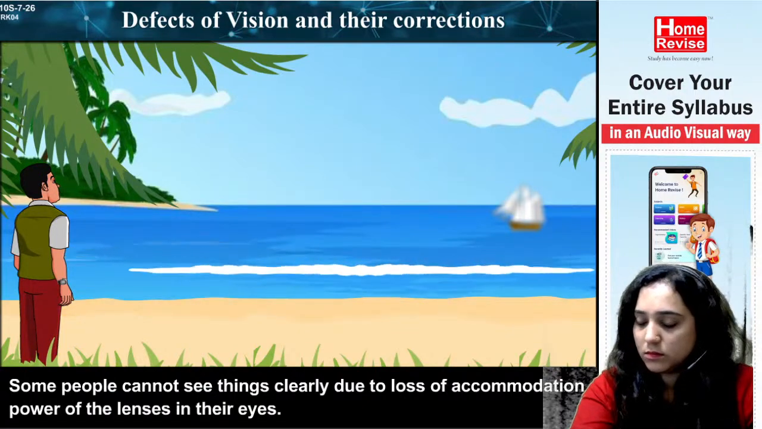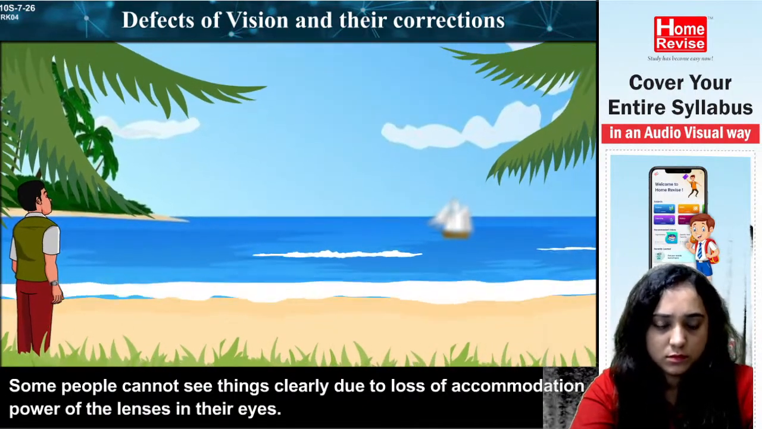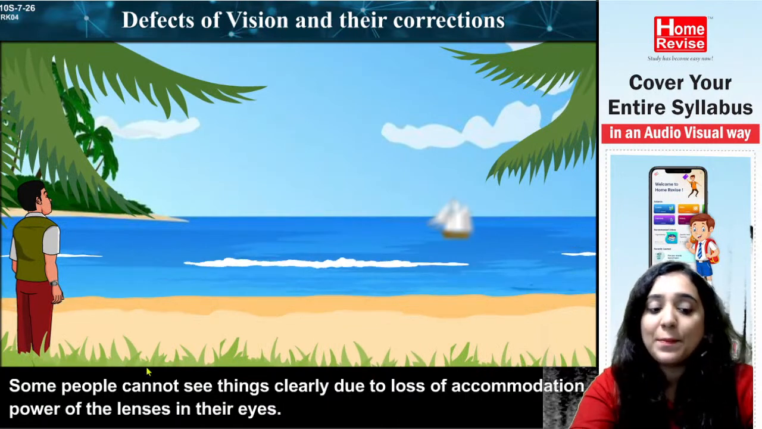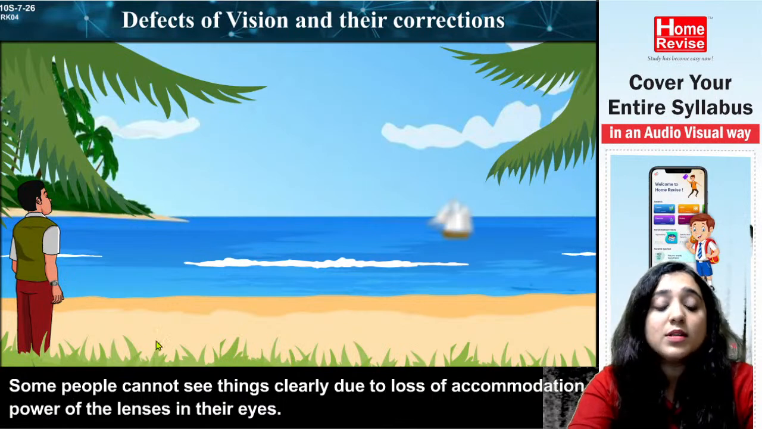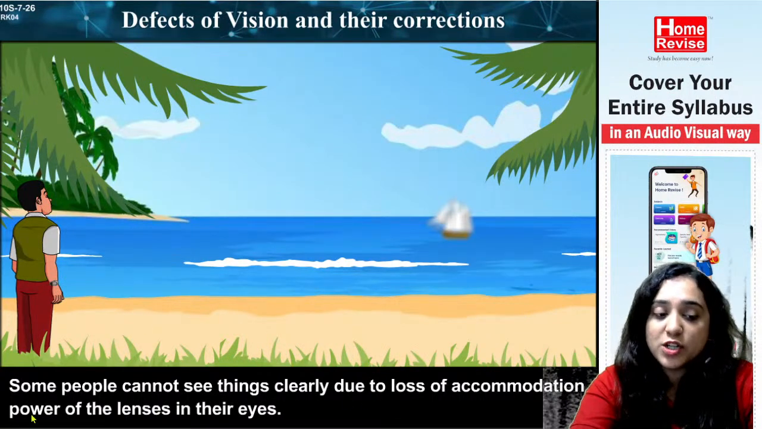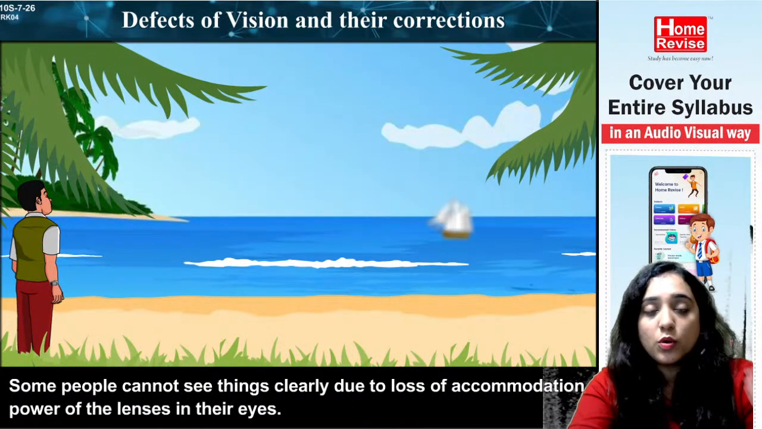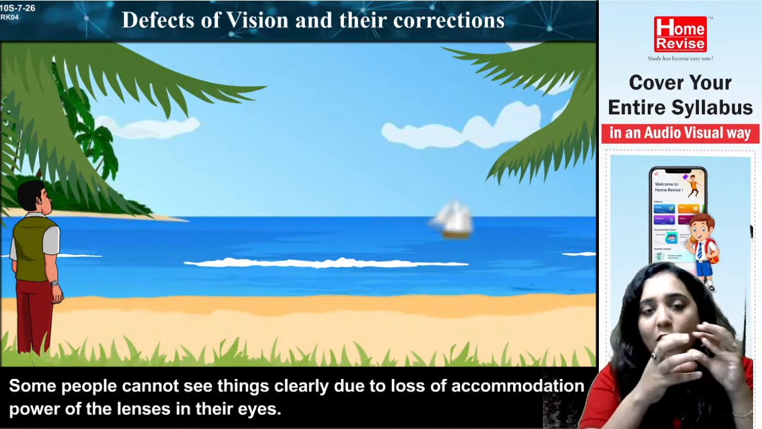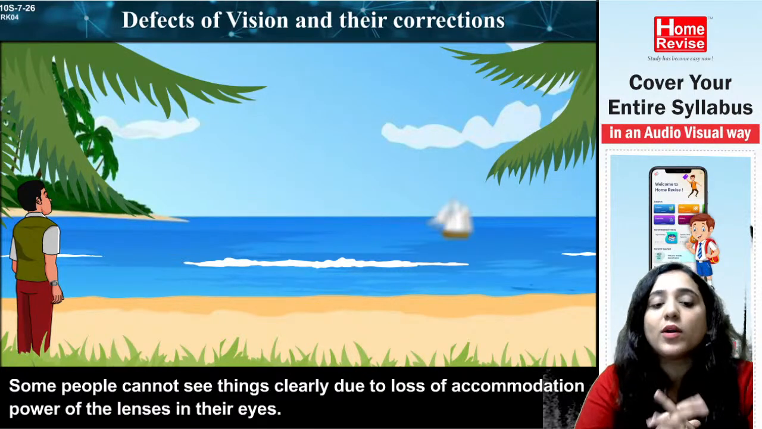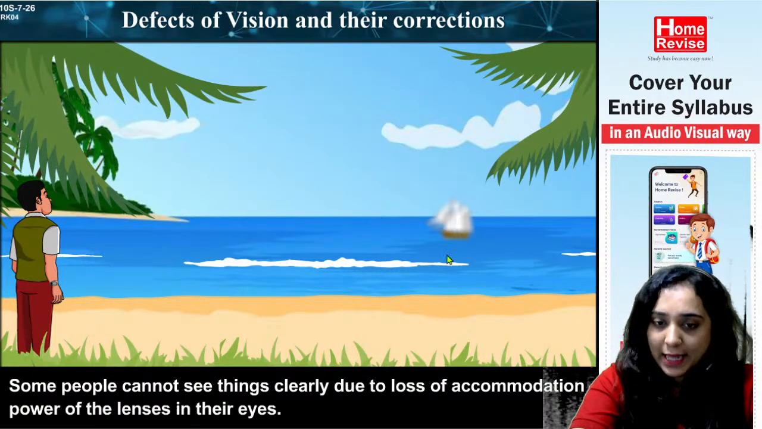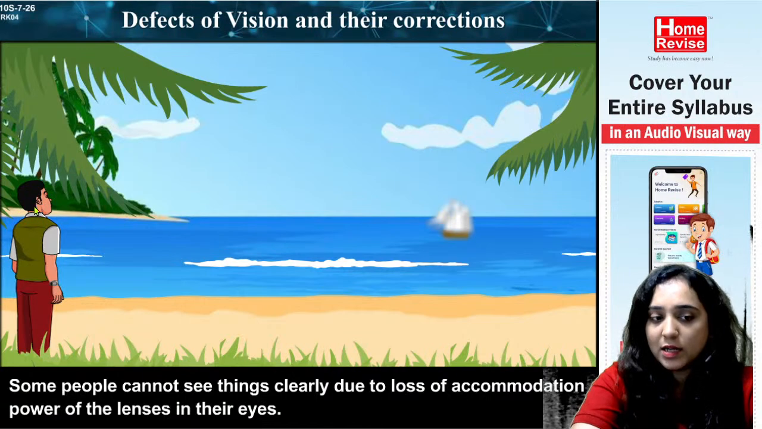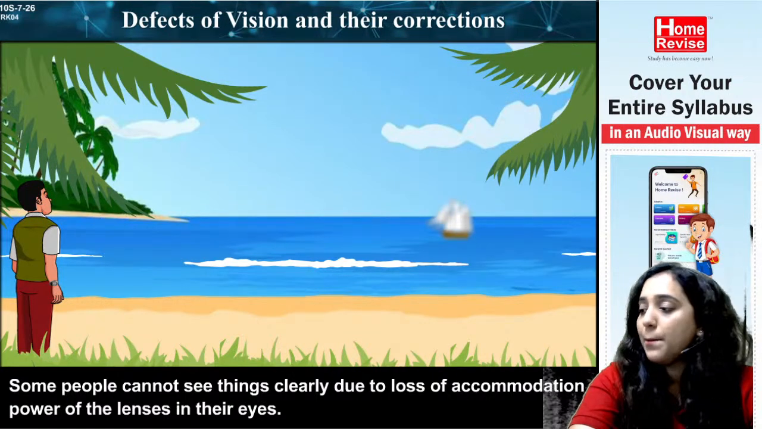Due to loss of accommodation power of the lenses in their eyes, some people cannot see things clearly. See, some people cannot see clearly. And what is the reason? Due to the loss of accommodation power of the lenses in their eye. So the accommodation of their lens power is not correct. That is why they are not able to see this. See, can you see the blurred part of the boat? Yes, this is how these people see. If the far thing is not visible, this is how it will look. Pay attention.